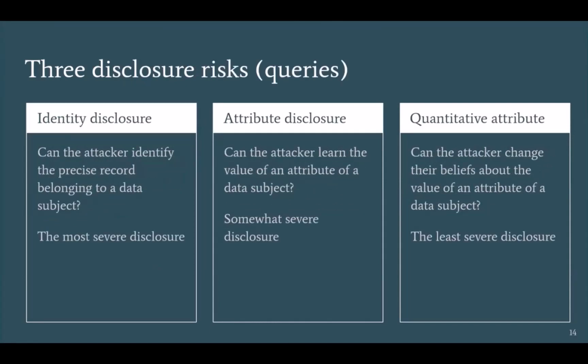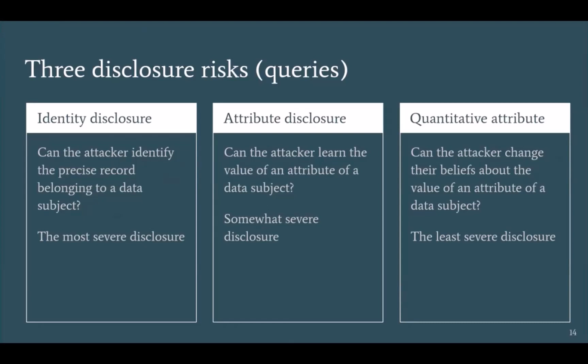Another thing in our framework is our 3 disclosure risks represented by queries. We have the identity disclosure. Here we simply ask, can the attacker identify the precise record belonging to a data subject? And this will be the most severe disclosure if you could identify a specific record. Then we have the attribute disclosure. Here we ask, can the attacker learn the value of the attribute of a data subject? This is a somewhat severe disclosure where you just learn some more data from just one single attribute.